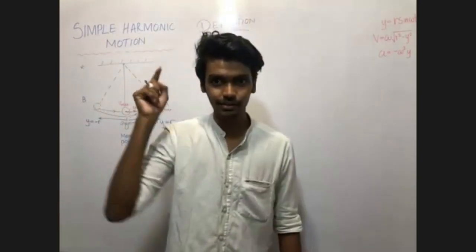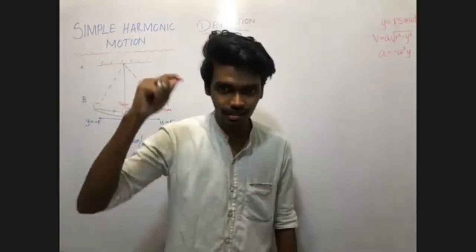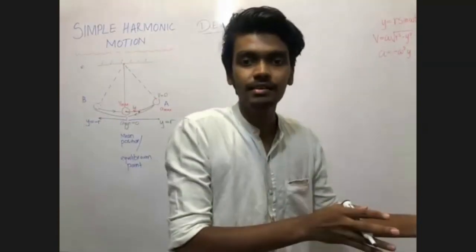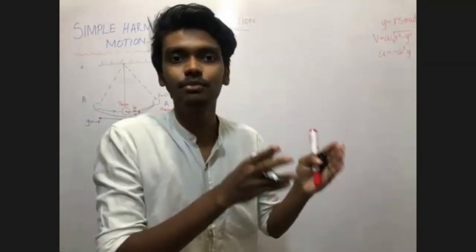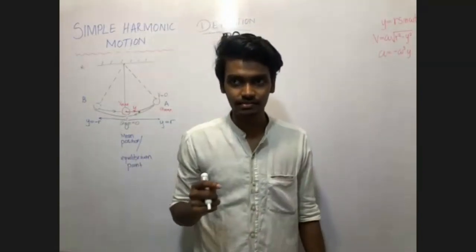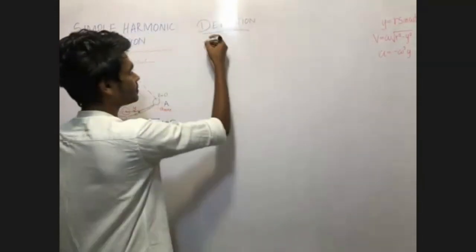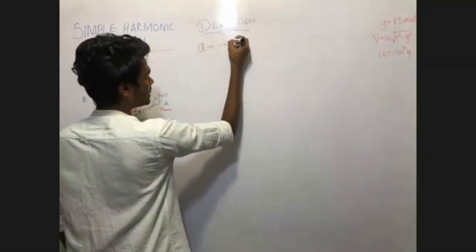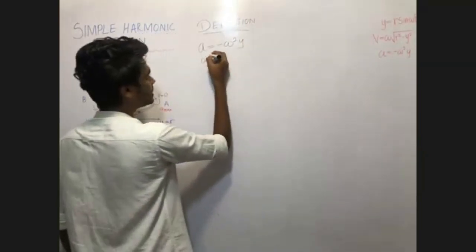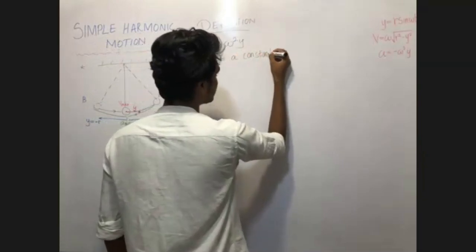So I told you I will define the simple harmonic motion theoretically. If this happens and if this happens, then only a certain motion can be considered as a simple harmonic motion. This is the theoretical definition. That is A equals minus omega squared y, right? Omega squared is a constant.